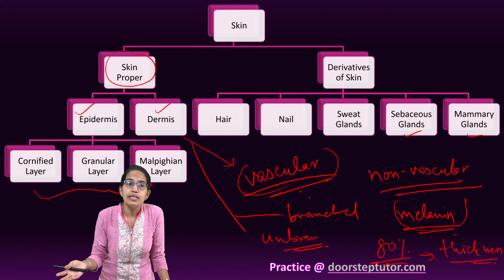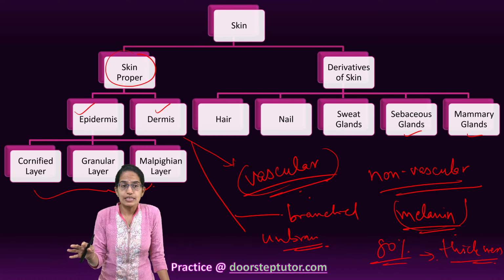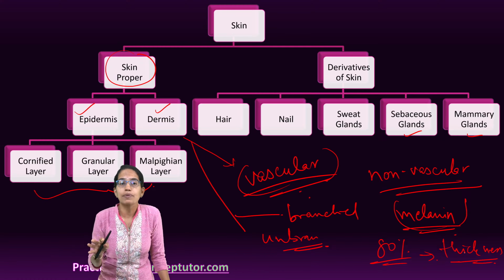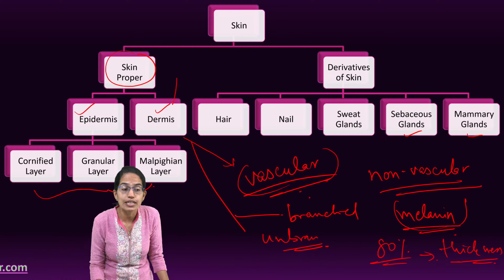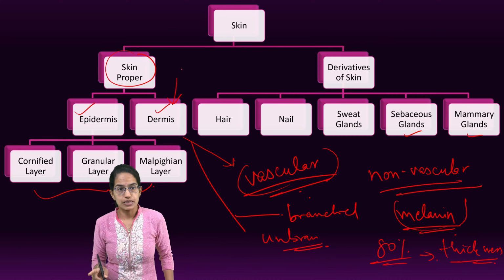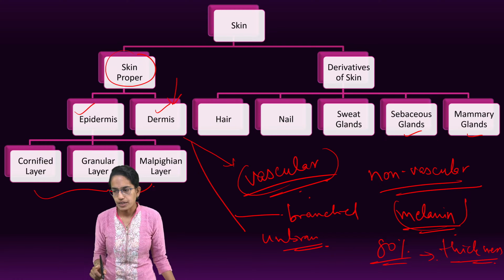In the animals, what we see is hides. The hide of the animal is obtained from which layer? The hide of the animal is obtained from the dermis layer, not the epidermis layer. So again, an important thing.